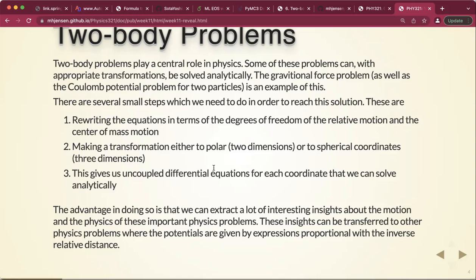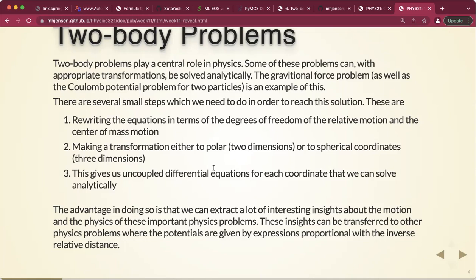By some nice transformations, this sounds like a pretty complicated 6-dimensional problem, but we're going to reduce it to a 3-dimensional one. And then, since we are going to show that angular momentum is conserved, we can reduce this to a 2-dimensional problem. We are going to get 2 uncoupled differential equations, which can be solved by themselves. So in principle, by some simple transformations, we reduce a 6-dimensional problem to 2 separate 1-dimensional problems.